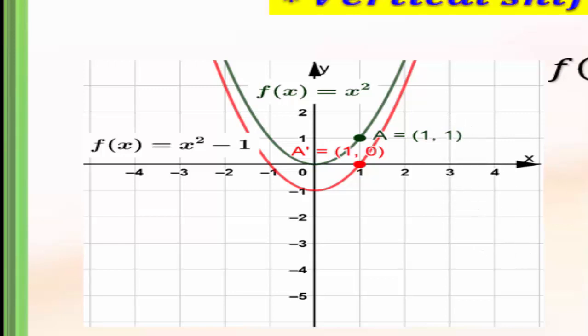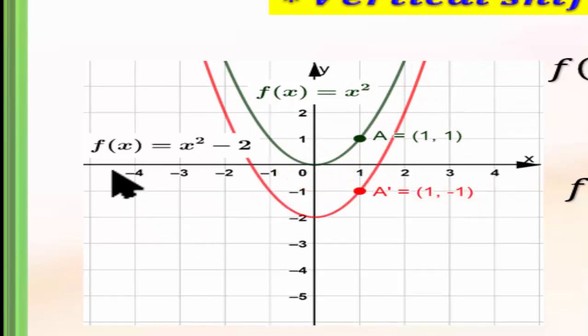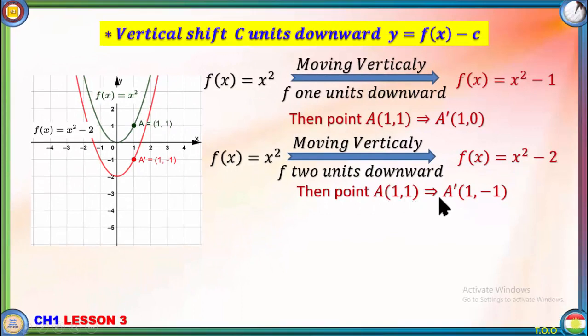Therefore 1 minus 1 is 0. Y is 1, minus 1 is 0. And if we move it 2 units, the equation becomes f(x) equals x squared minus 2, and A' becomes (1, minus 1), because we move it 2 units downward. Therefore y, which is 1 minus 2, is minus 1. Point A(1, 1) goes to A'(1, minus 1).